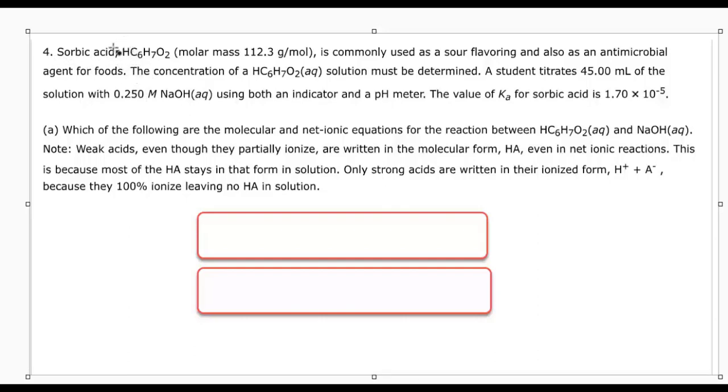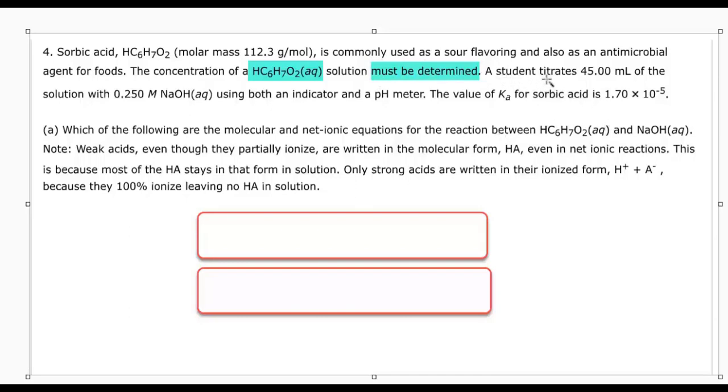So it's got its little H here, and then C6H7O2. Probably an interesting molecular structure, but basically we're just thinking HA, sour flavoring, and so forth. Now here's the critical part. The concentration of this weak acid must be determined. So that's the bottom line in this question. We're going to find its concentration. How concentrated is this sorbic acid?